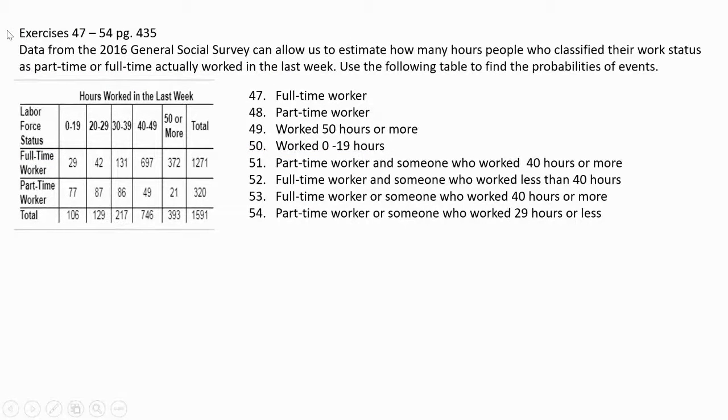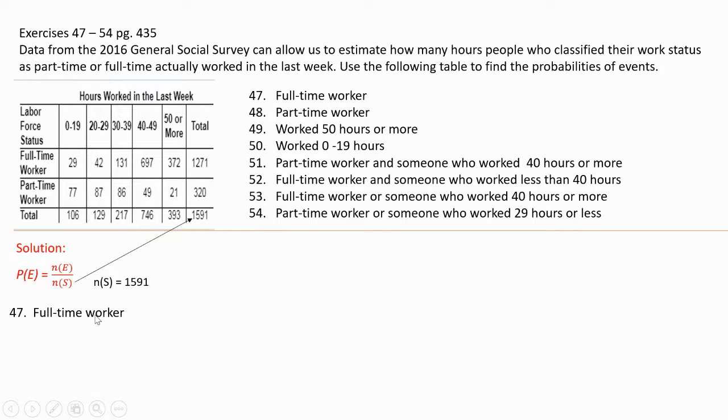Okay, now this will be from exercises 47 to 54, page 435. Data from the 2016 General Social Survey can allow us to estimate how many hours people who classified their work status as part-time or full-time actually worked in the last week. Use the following table to find the probabilities of the events. Again, we're going to use the same formula as before, the probability of the event. And what's my sample space? My sample space is the total, which is 1,591. That's my sample space for every problem here.